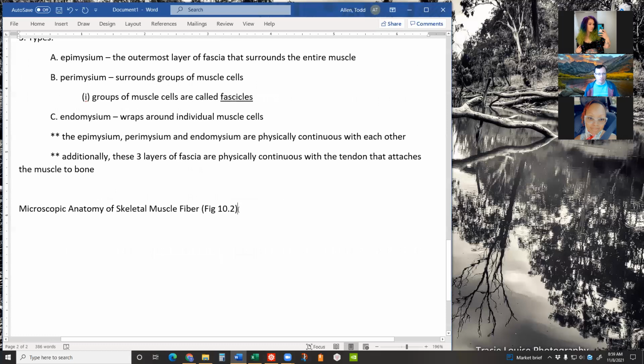Microscopic anatomy of skeletal muscle fiber. All right. And let's see here. So, okay, I'm just going to start listing some things out here. I want you to please look at figure 10.2 as I do that. Okay. So first off, the sarcolemma. Sarcolemma is the term we use to refer to the plasma membrane of a muscle cell.